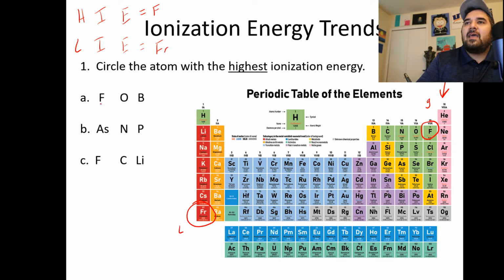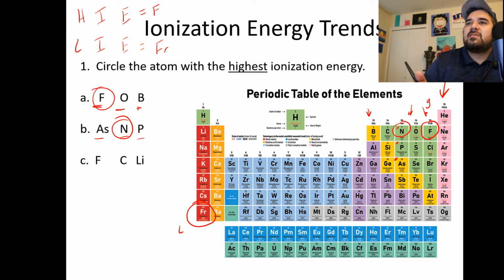So let's take a look at A. A says it's got fluorine, oxygen, and boron. And it says which one has the highest ionization energy. We know that the highest is going to be fluorine. Next one is going to be arsenic, nitrogen, and phosphorus. So arsenic is right here, phosphorus, and then nitrogen. Which one is going to have the highest ionization energy? We're going to go with closeness. The one that's closest to the fluorine is actually going to be nitrogen. So this one is going to be our strongest here.